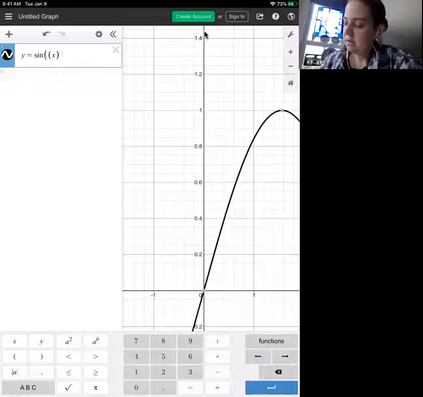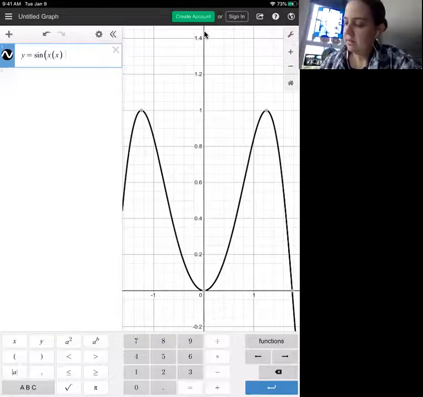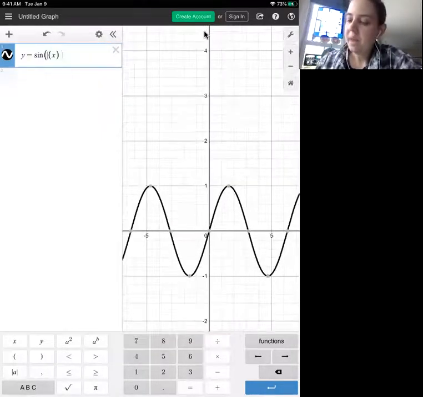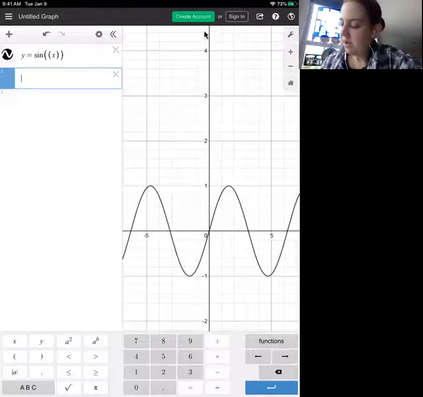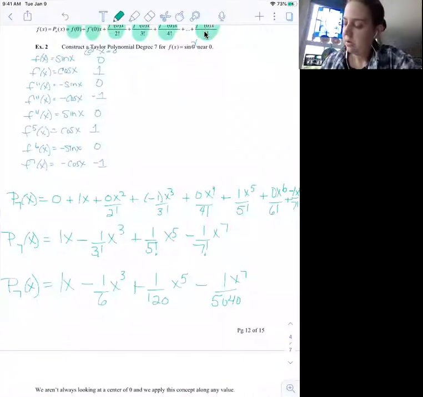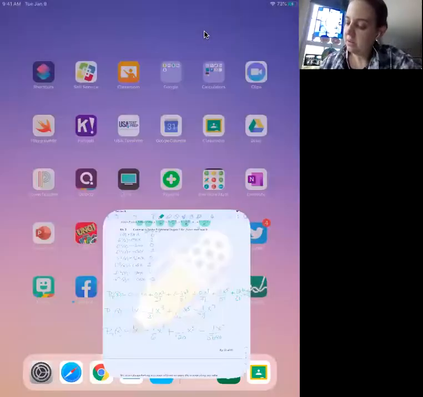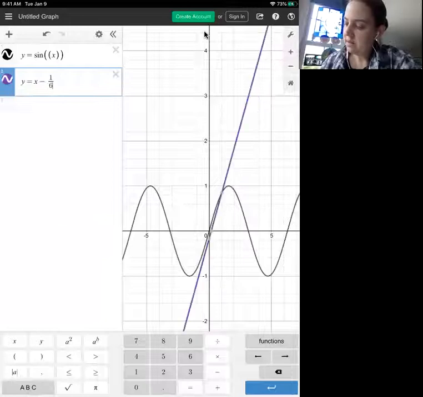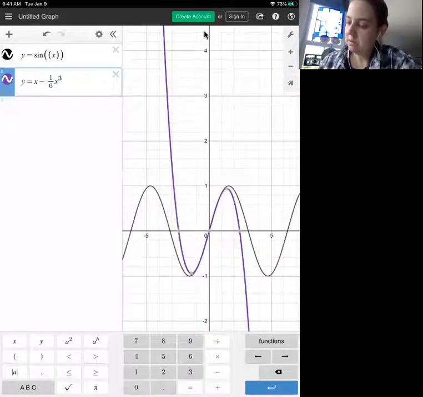Type this in here. Too many x's. All right, we can handle the extra parentheses, that's fine. Okay, so what did we approximate this with? Well, we approximated this with y equals, now back to my other page, 1x minus 1/6 x cubed. Hey, those match pretty closely in the middle, but let's get some more terms on there.